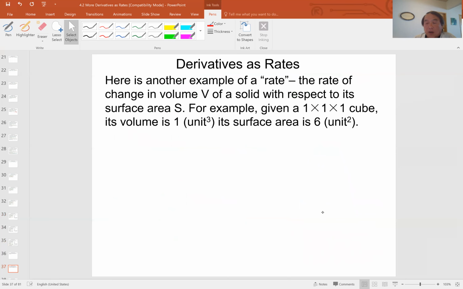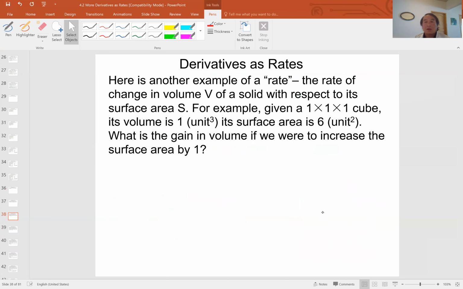And here is a different one, purely geometry. We have a formula that involves the volume of a cube, say a 1 by 1 by 1 cube, and that is volume 1 unit, and then the surface area, the 6 sides around the cube. So the surface area is 6 square units. And then the question is, if we were to think of this cube as a balloon, a cube balloon.